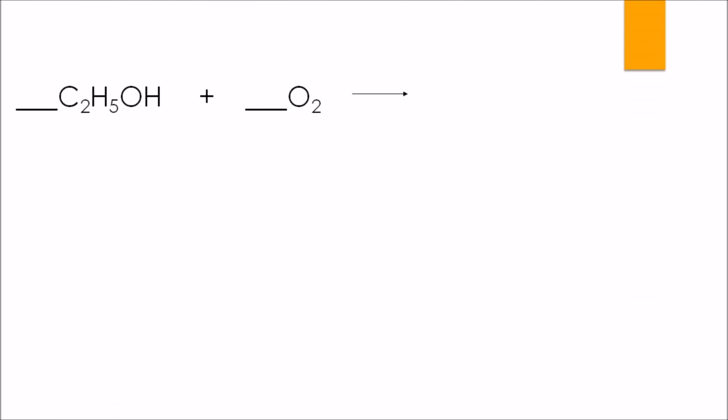This is another example. We have C2H5OH, which is called ethanol, reacting with oxygen. The product will again be the same. What is the product? The product is again carbon dioxide and water. Always remember, hydrocarbons reacting with oxygen: straight away write carbon dioxide and water as the products.